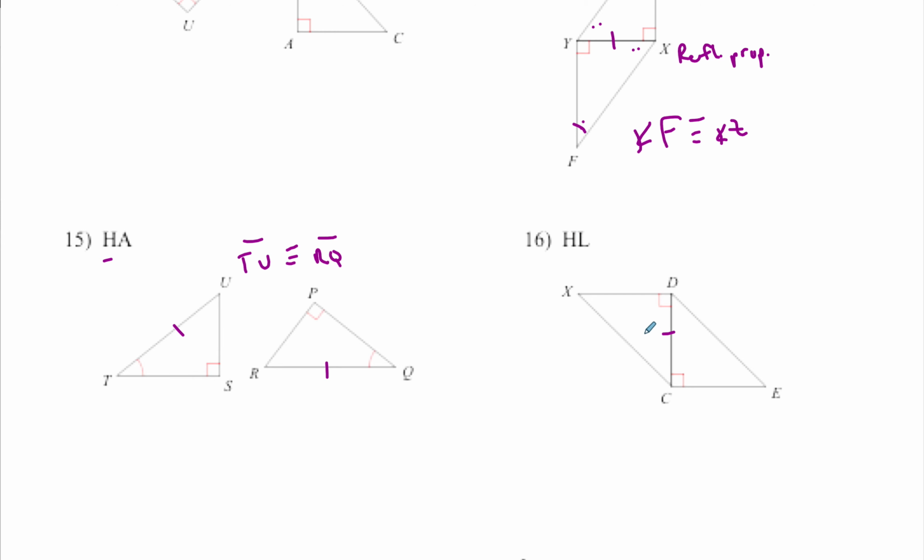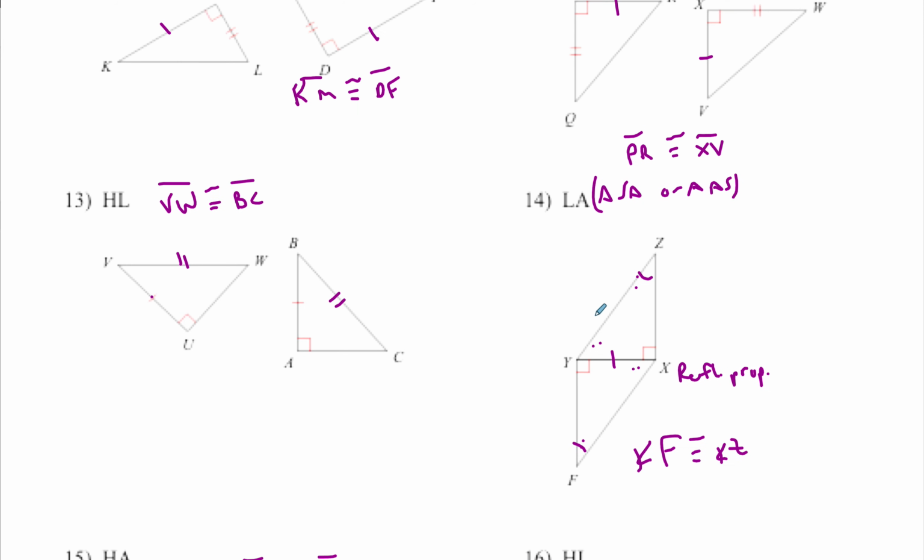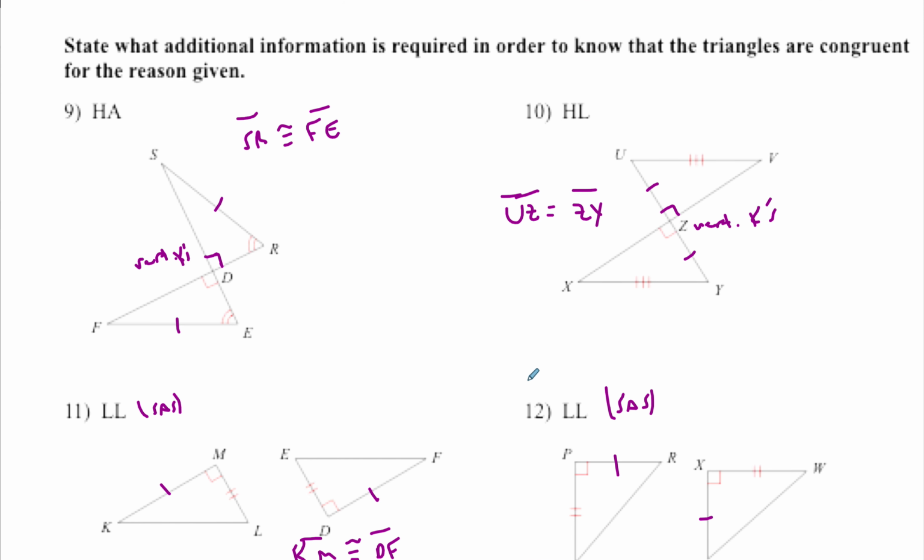HL. Well, because of the reflexive property, before we do anything, we know that, which means there's a right angle. We must add the hypotenuse to get hypotenuse leg, which means XC has to be congruent to DE is the additional piece of information we need. So hopefully that's helped you sort out what hypotenuse leg is. That is the special case of side-side-angle that actually works, as well as some of the other ones like the whole LA and LL and all that.